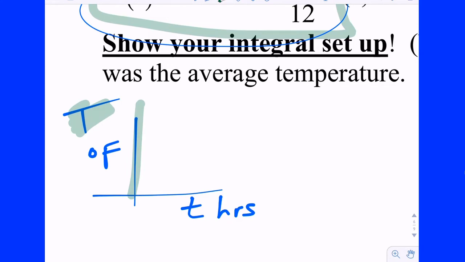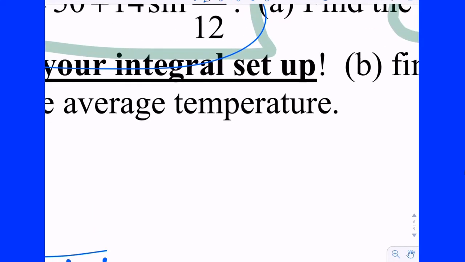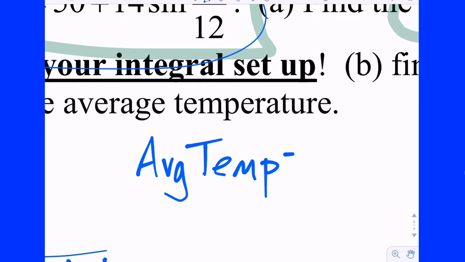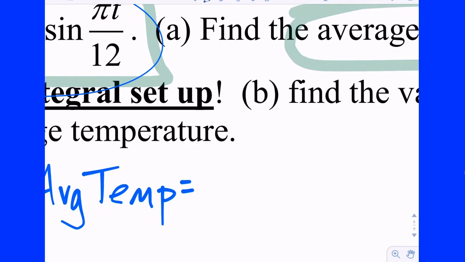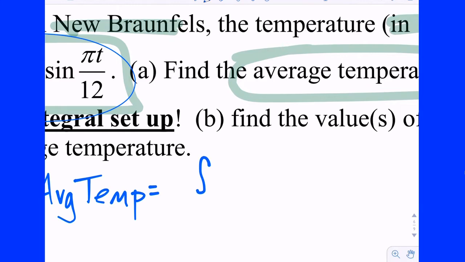Temperature. So if you ever want to know the average y value, that's the integral over the width. So let's go ahead and set it up. You want to get in the habit of labeling your integral. So we'll say the average temperature is equal to the integral over the width. Well, that's going to be the integral from... Do we go from 9 to 9 if we're going from 9 a.m. to 9 p.m.?